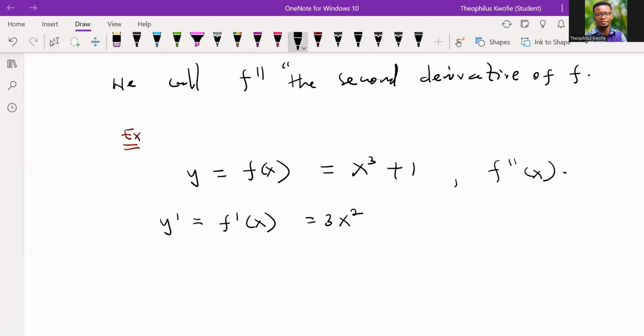Now the second derivative, that becomes what? Y prime prime, or what you call the f prime prime. And that gives us 6x. So the second derivative of the main function now becomes 6x. I hope we are okay.